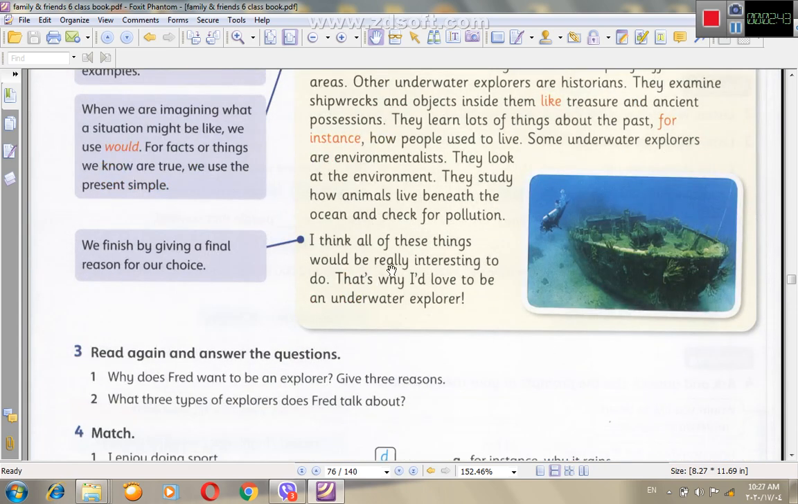I think all of these things would be really interesting to do. That's why I'd love to be underwater explorer.